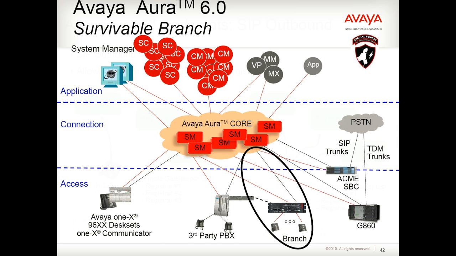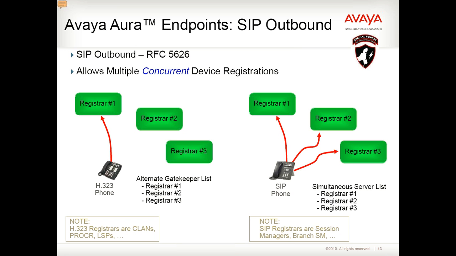It's important, though, to make sure that we understand how the Aura endpoints and SIP phones in general work in terms of registration. So if we're talking about a 323 phone, typically, or pretty much all the time, you're registering to a CLAN, a processor, a certain media server, a certain gateway, and you're only having one registration. So what happens if you have a failure?